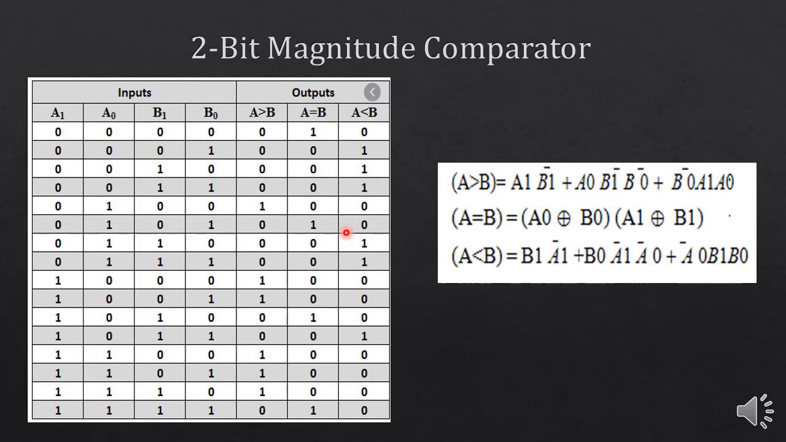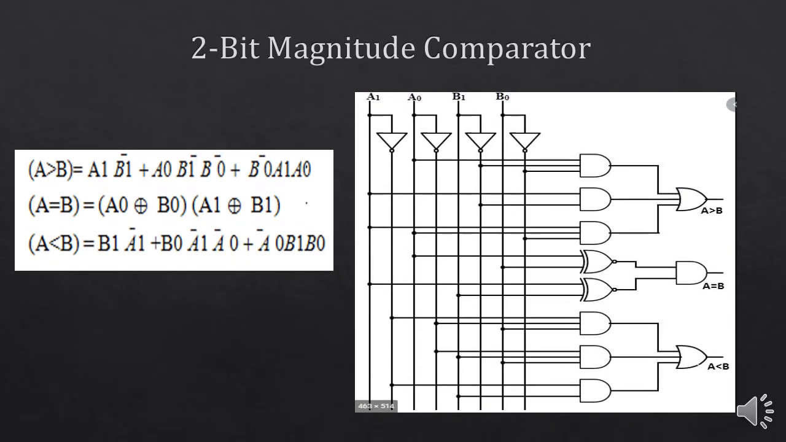You can use a K-map to derive this equation. From the K-map and after simplification, we get these equations of A greater than B, A equal to B, and A less than B. This is the circuit of a 2-bit magnitude comparator. This circuit is developed using these equations. So you can use these equations to implement this circuit on Proteus.